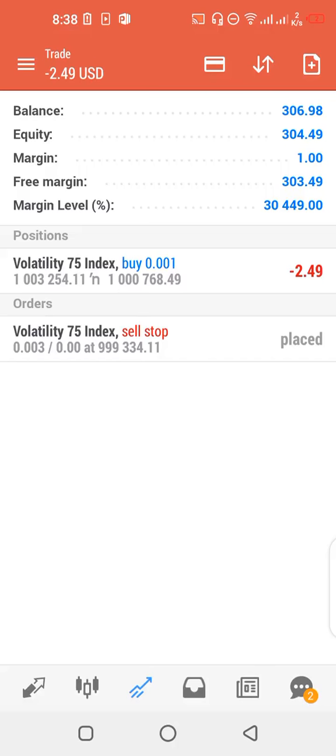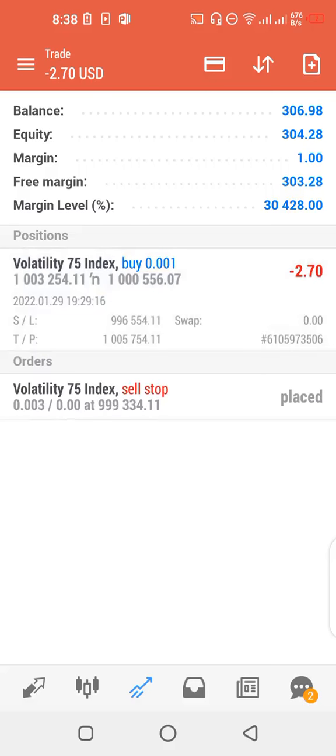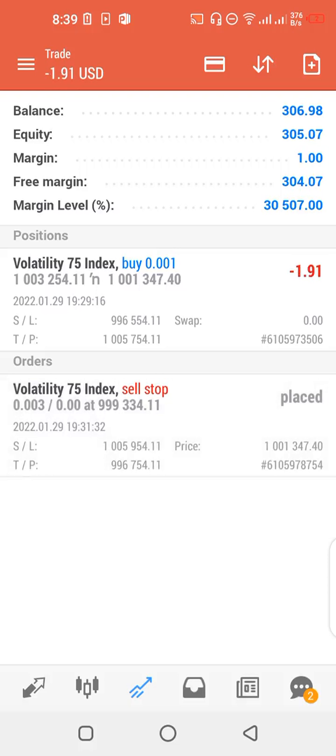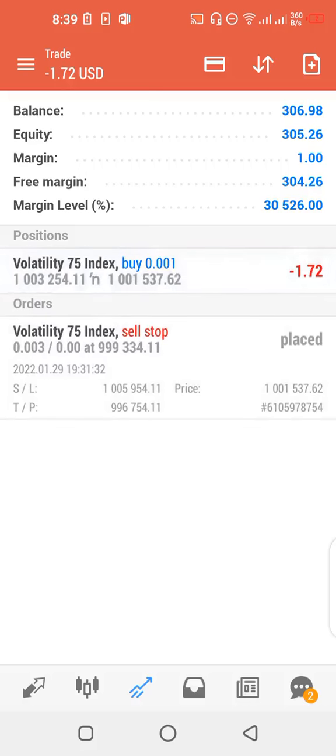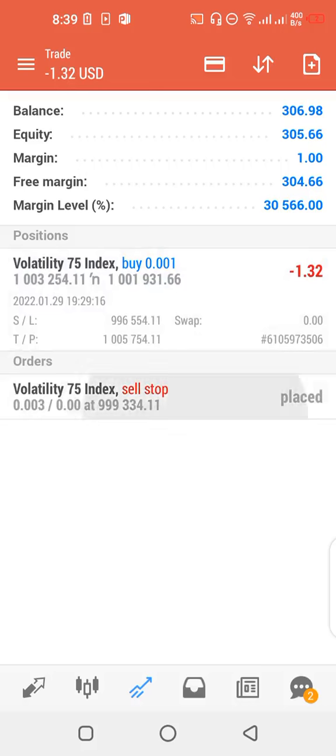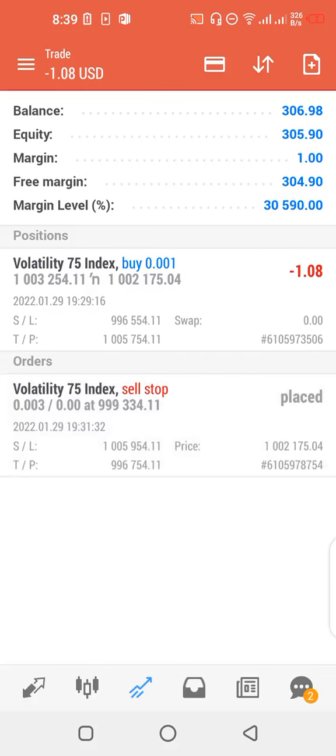So what am I saying? My buy entry is at 1003254.11. Okay. And my sell stop is at 999334.11. So the stop loss for my buy entry will be 200 points below the TP of my sell stop. Now 200 points below the TP of this particular sell stop.